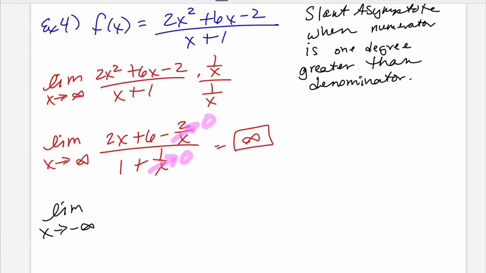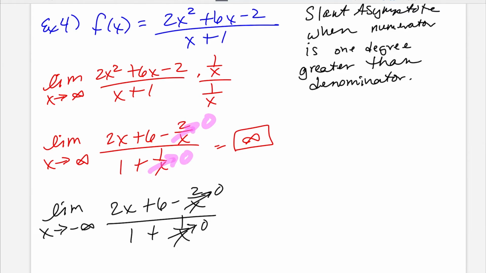The limit as x approaches negative infinity. I'm just going to write this out: 2x plus 6 minus 2 over x, and then 1 plus 1 over x. Right? We know that these both go to 0. But what happens when I plug in negative infinity?